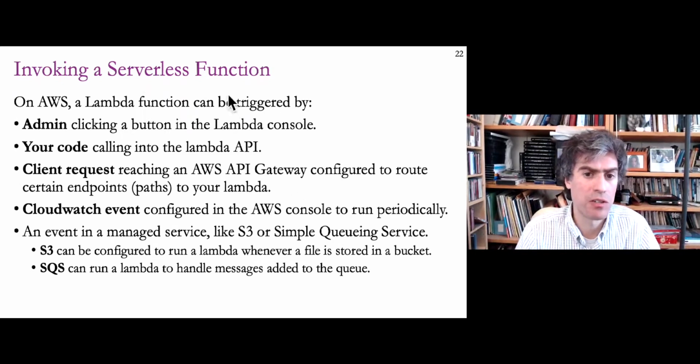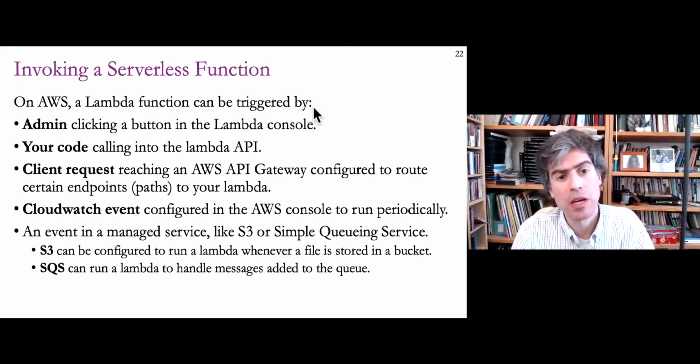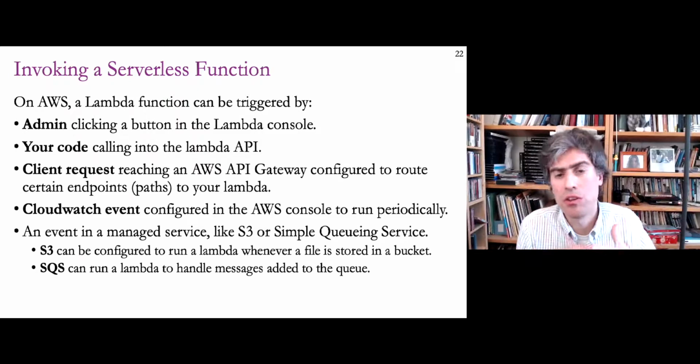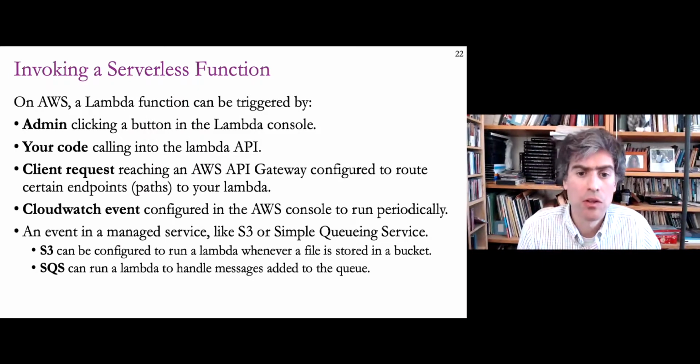Okay, and notice that your serverless functions, just like any other code in Python, Java, whatever language you're using, can make connections to databases, can connect to queues, and can do all the normal things that your backend code would do. The difference is that it's not permanently associated to a particular machine; that's auto-deployed as needed when it's invoked. Another way to invoke a serverless function is through a CloudWatch event.